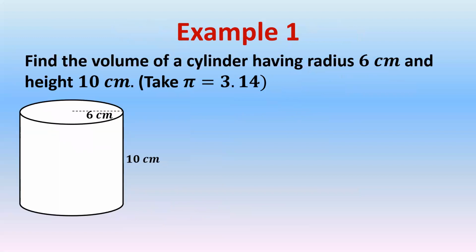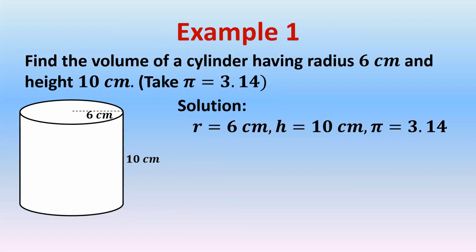Example 1. Find the volume of a cylinder having radius 6 centimeters and height 10 centimeters. Take pi to be 3.14. It is always good practice to write down the information given. R is equal to 6 centimeters, H is equal to 10 centimeters, pi is equal to 3.14. We write down our formula. Volume of cylinder is equal to pi r square h.